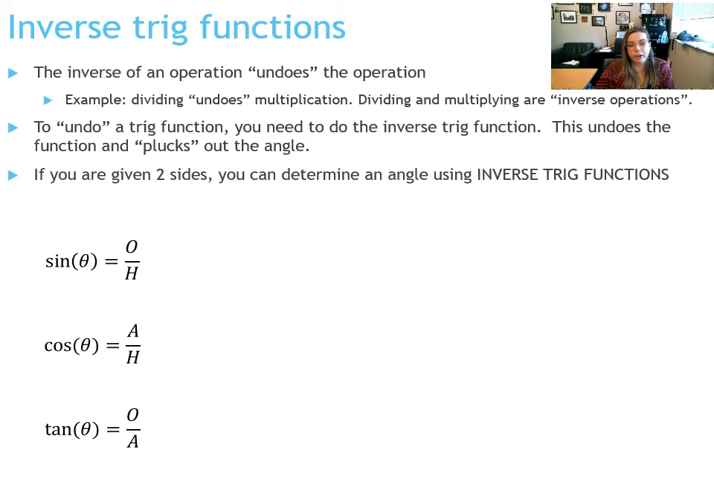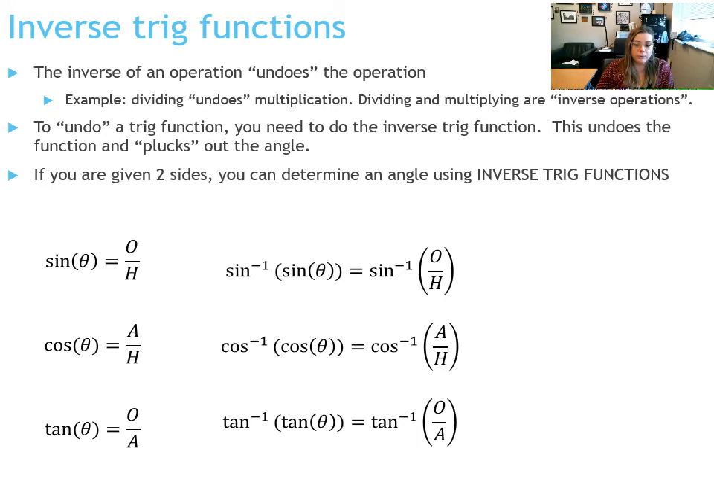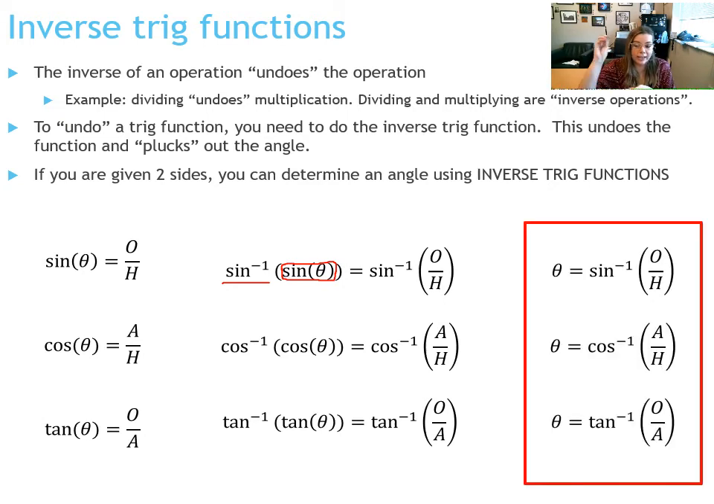So if you start off with our basic definitions that we just learned, and you do the inverse on both sides. Whatever you do on one side of an equation, you have to do on the other side of the equation to keep everything equal. So notice that you have the inverse sine function, and the argument of that is sine of theta. If you're doing the inverse of sine and you input sine into that function, those two things undo each other. And so theta gets plucked out of that function. So theta is equal to the inverse sine of the opposite side divided by the hypotenuse.